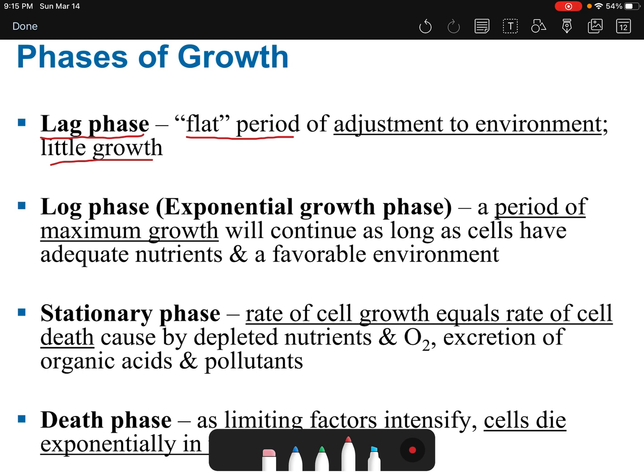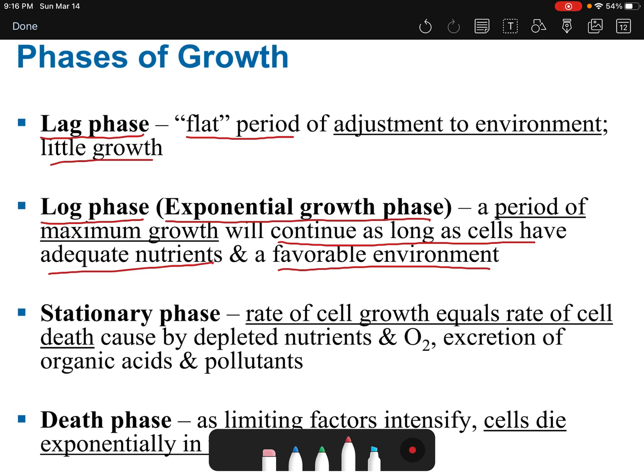But then it really takes off. We call this the log phase, also known as the exponential growth phase. This is where you'll get the maximum amount of growth occurring, and it will continue as long as cells have adequate nutrients and a favorable environment. If there are no limiting factors holding them back, those microbes are going to keep reproducing through binary fission, and you get more and more and more, that exponential growth.